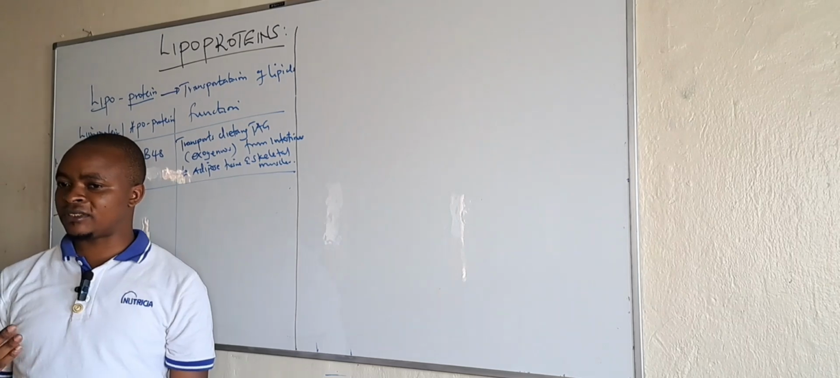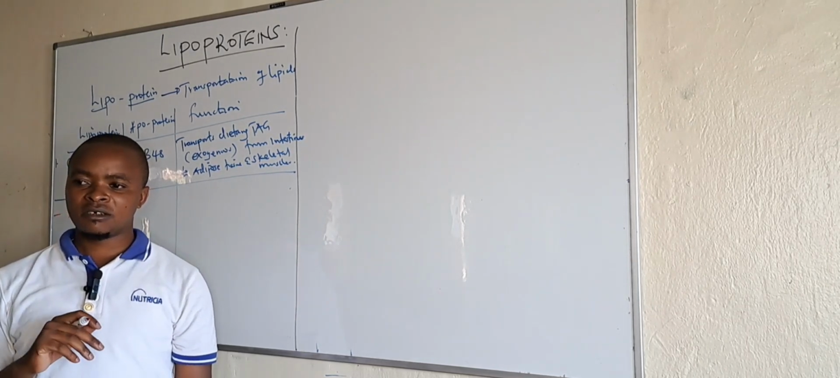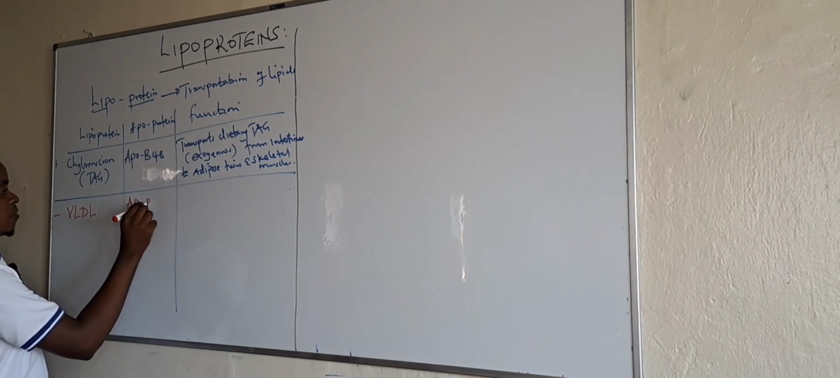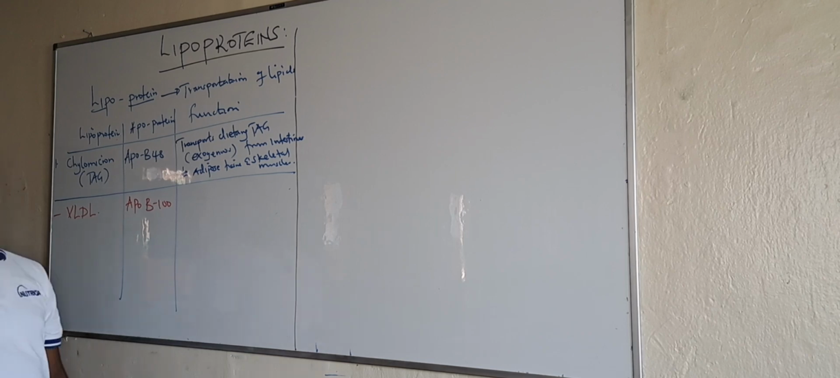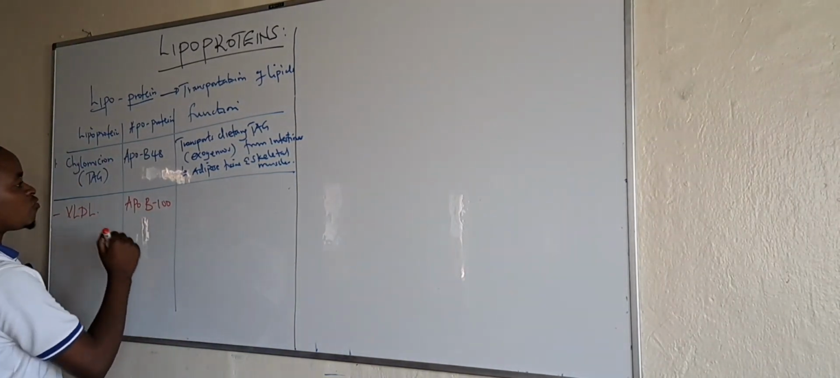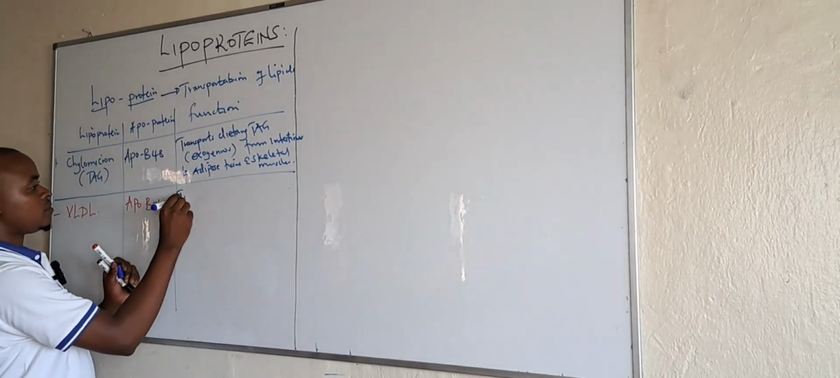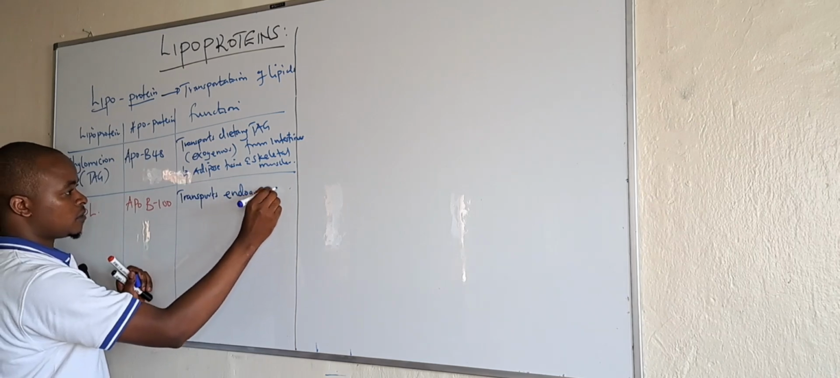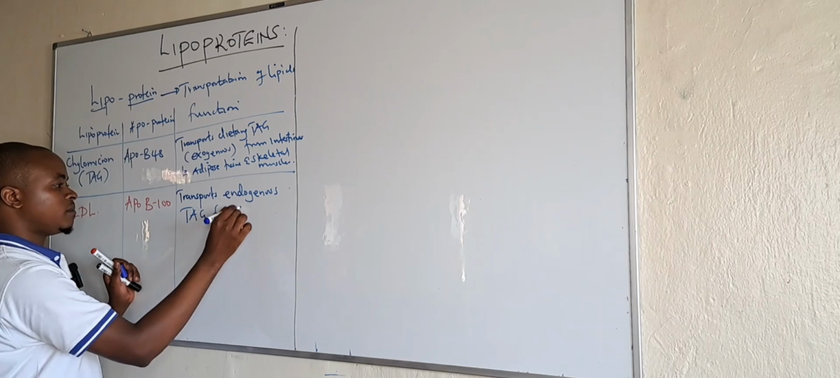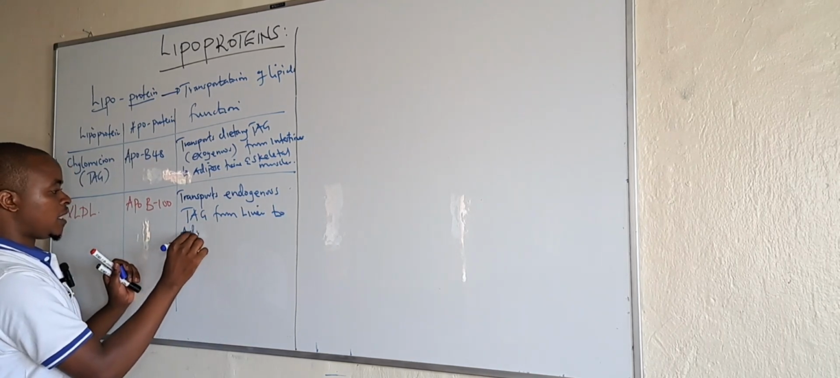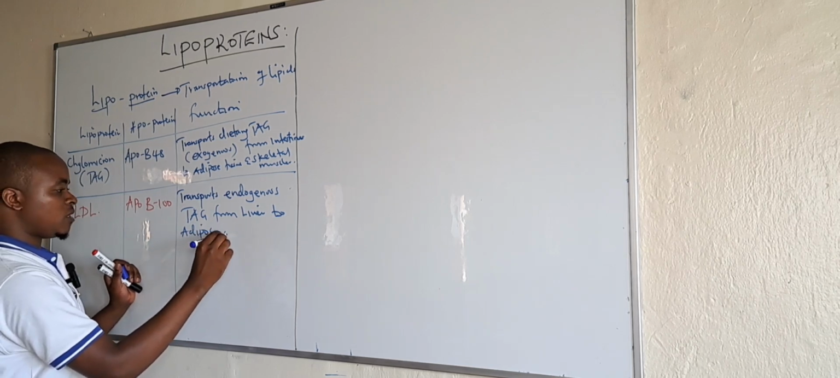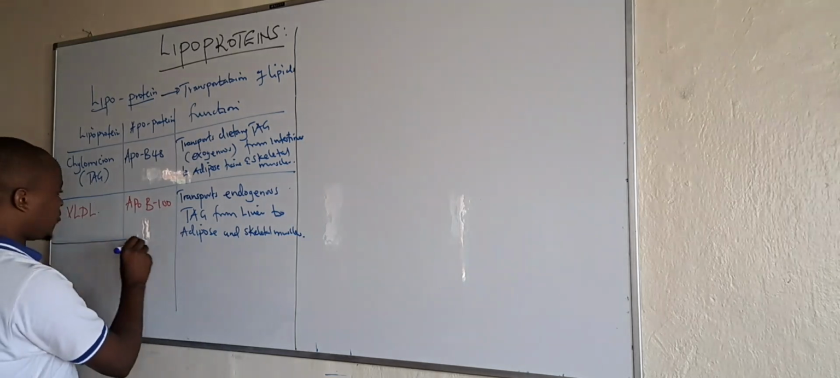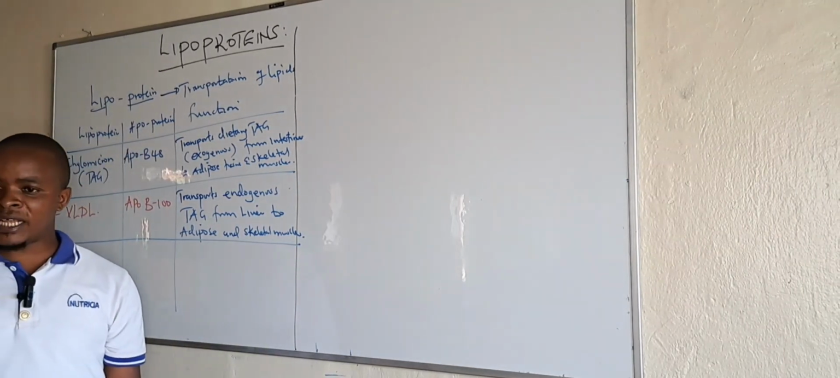When it is being metabolized and we are removing triglycerides, we form what we call very low density lipoprotein. The major apoprotein on it is ApoB100, and this very low density lipoprotein is responsible for transporting endogenous triglycerides from the liver to adipose tissue and skeletal muscles. This is the role of very low density lipoprotein, which is manufactured in the liver.